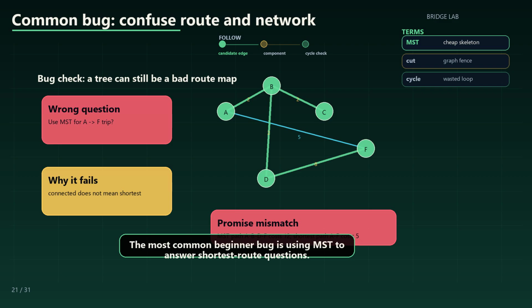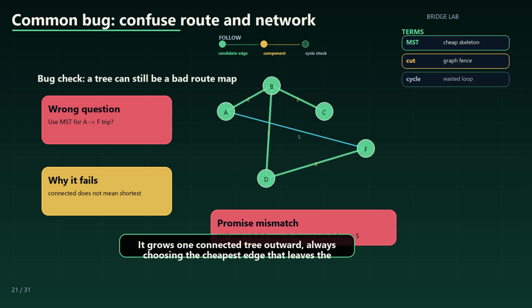The most common beginner bug is using MST to answer shortest route questions. The result can look plausible because everything is connected, but the promise is wrong. It connects cheaply, it does not optimize every trip. Prim checkpoint: which frontier edge leaves the built tree with the smallest added cable cost?